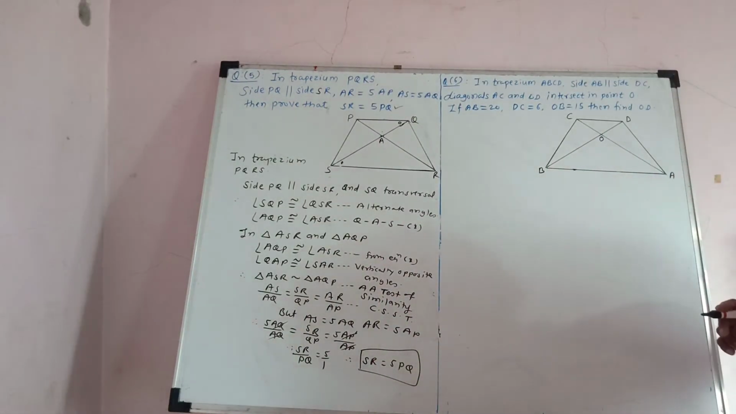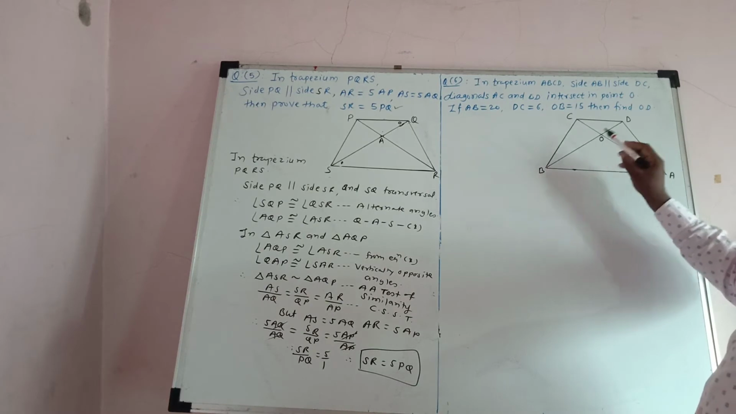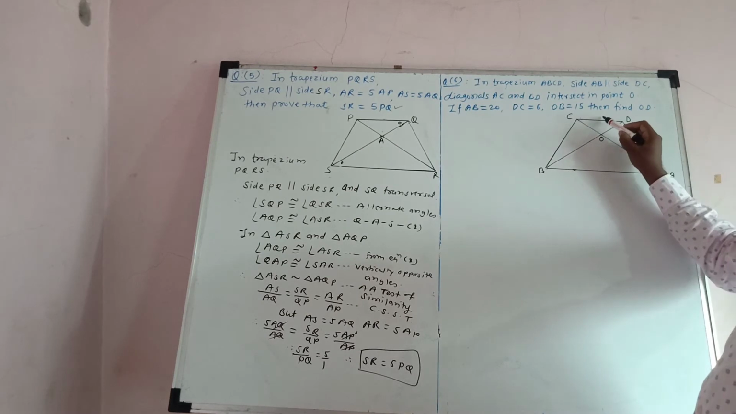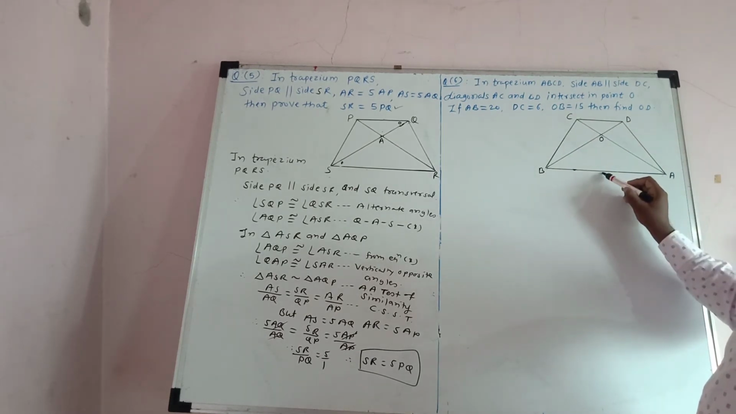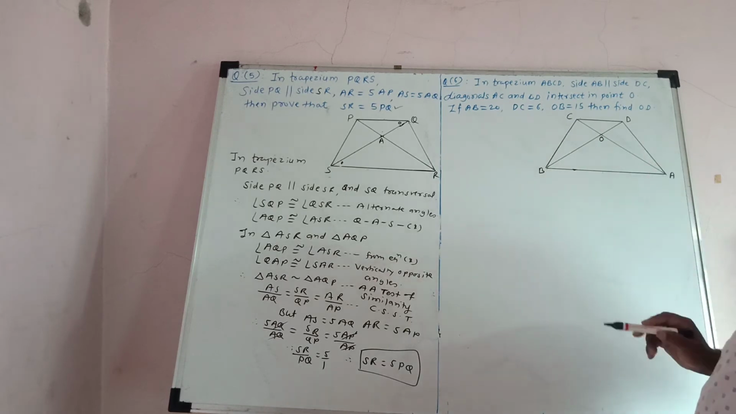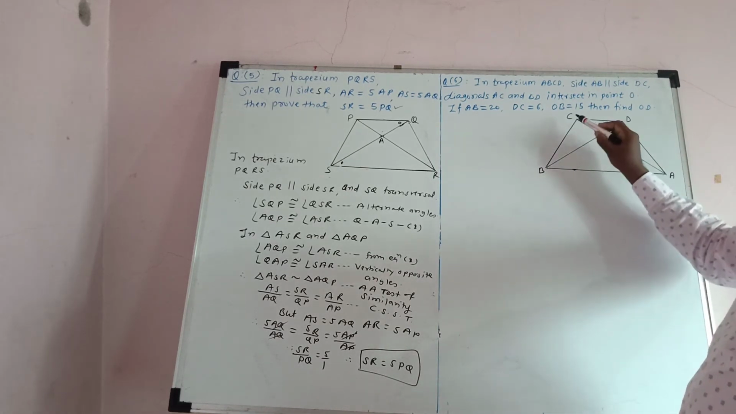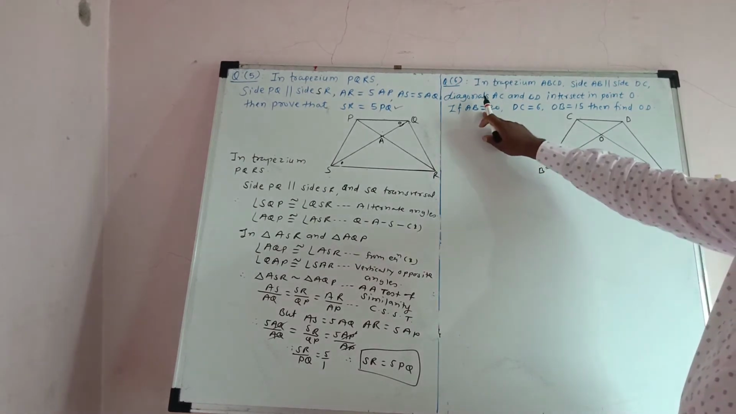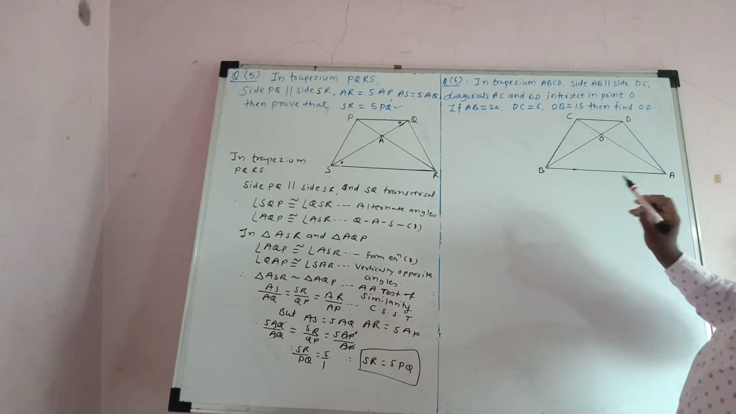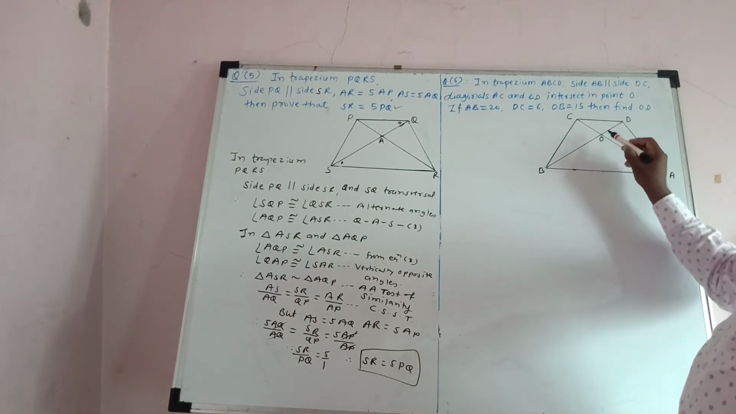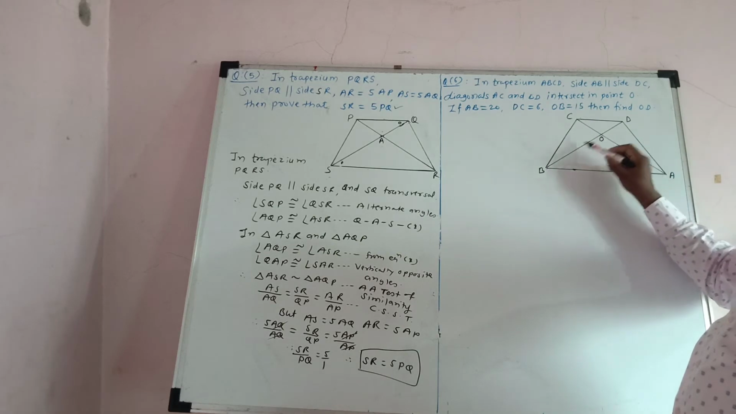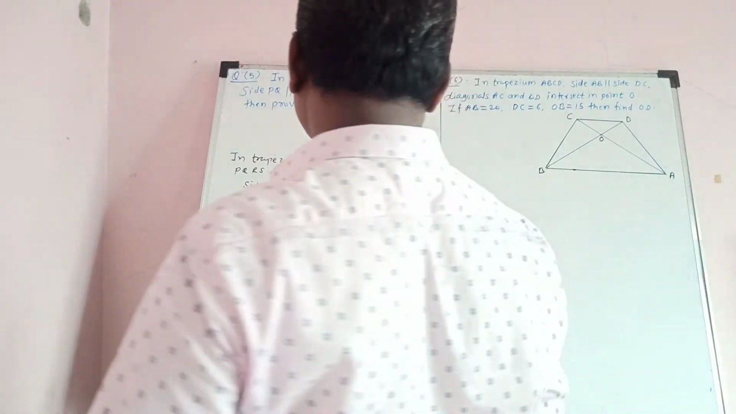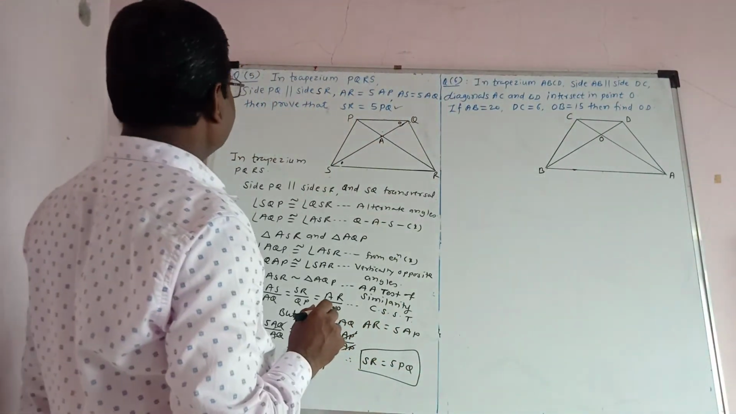Now example number 6. ABCD is a trapezium. Side AB parallel to side DC. Diagonals AC and BD intersect at point O. AB is equal to 20 and DC is equal to 6. OB is equal to 15. Then find OD. By the same way, we have to solve this example.